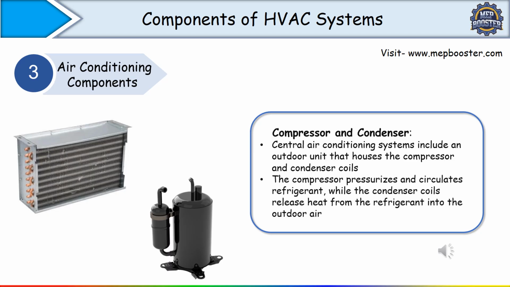The compressor pressurizes and circulates refrigerant. The main purpose of the compressor is to pressurize and circulate the refrigerant, while the condenser coil releases heat from the refrigerant into the outdoor air. So this is the main purpose of the compressor and condenser.